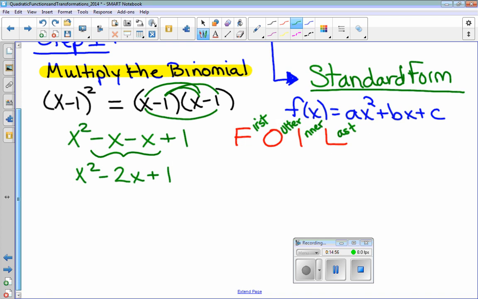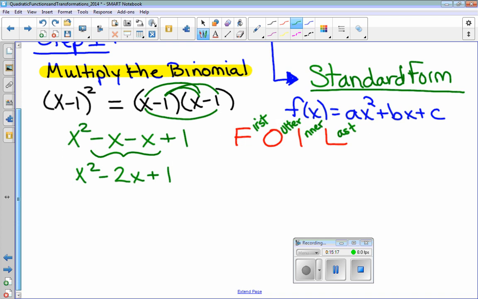I never did this FOIL. What? We did. Okay, so your teacher might not have called it FOIL. What they might have said is distribute everything. It's the same thing, okay? You're going to take x and multiply it times both pieces. You're going to take -1 and multiply it times both pieces. It's the same thing. You're just distributing everything, okay?